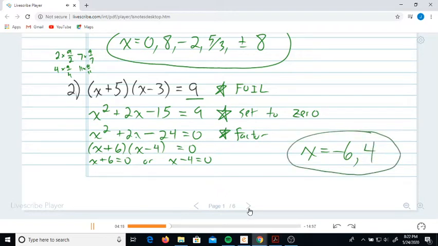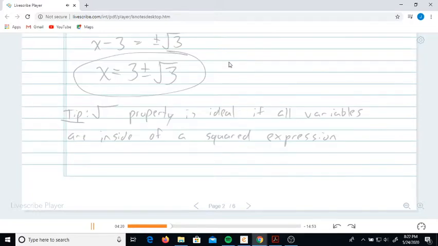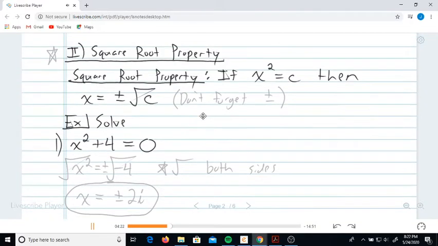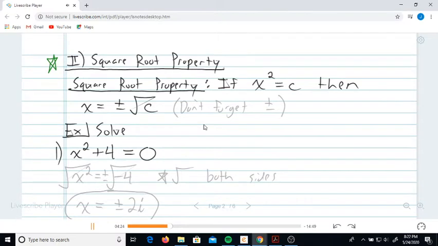And you can indeed plug this back into the original statement. They will work. So let's go ahead and introduce our second strategy for solving quadratics, the square root property. So the square root property states if x squared equals c, then x equals plus or minus square root of c.